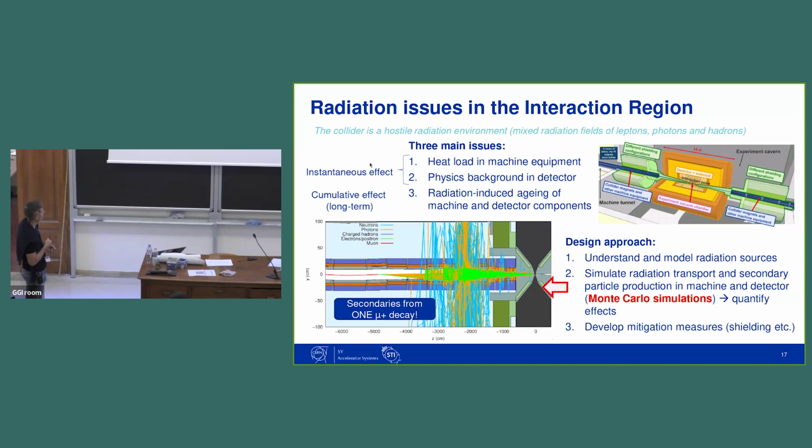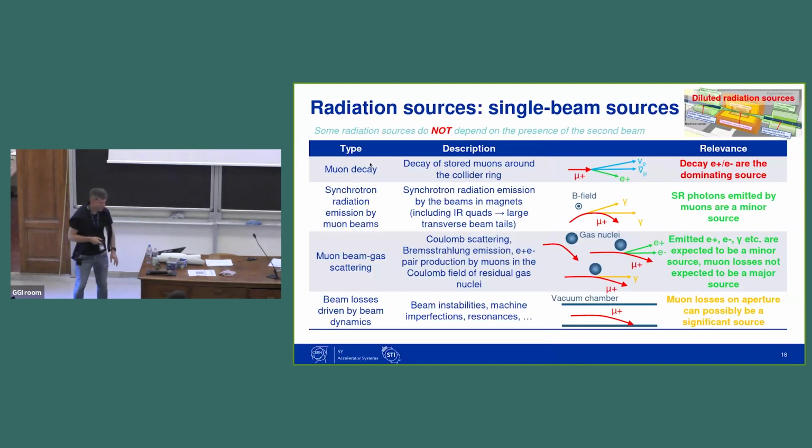So this is, for example, one muon decay showing all the secondary particle tracks. So you have secondary neutrons, photons, charged hadrons, electrons, positrons. There's even some particle cut, because if I showed the particles down to low energies, you would not see much anymore except the particles. So it's just the high energy particles shown here. And then we have to develop mitigation measures like shielding.